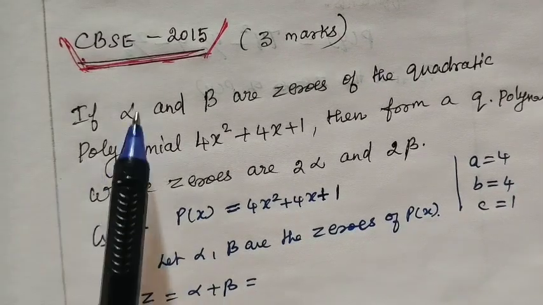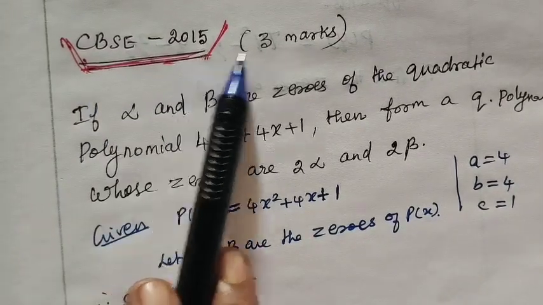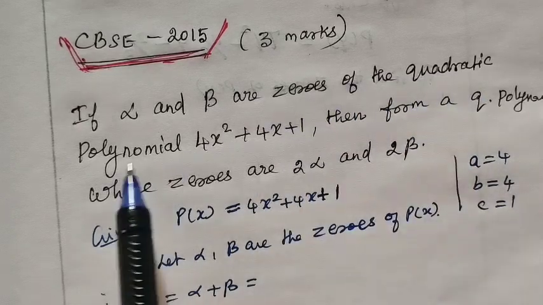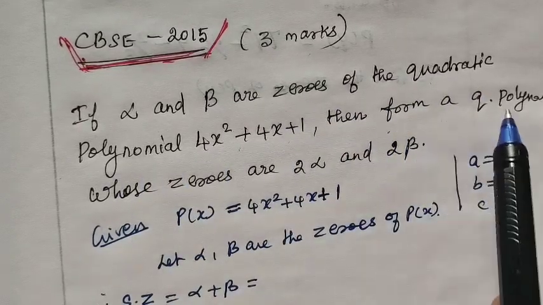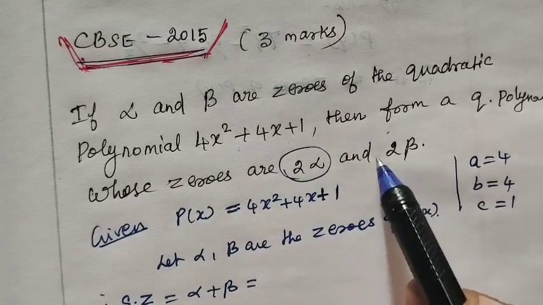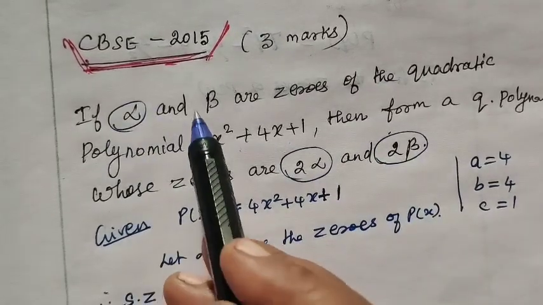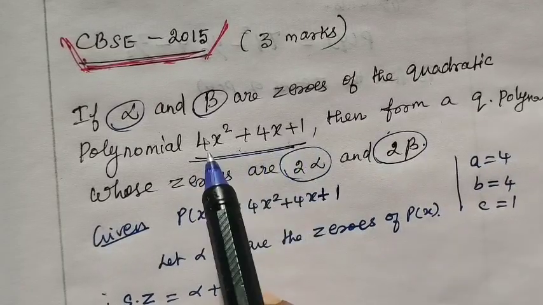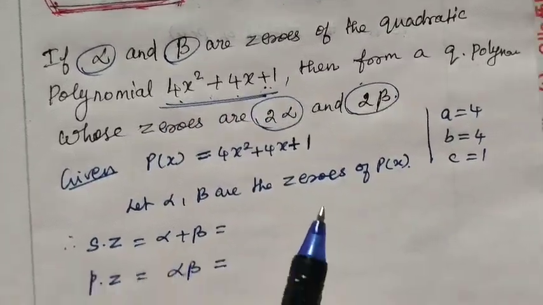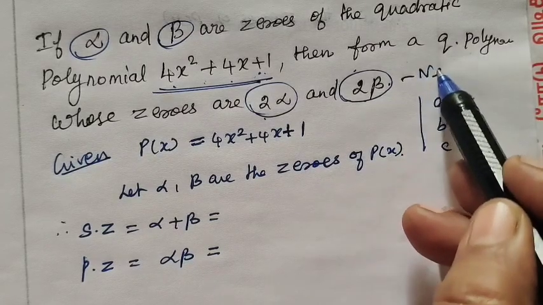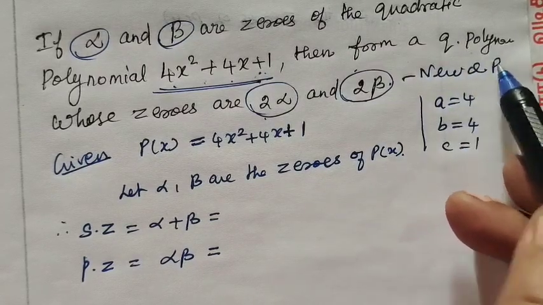Now next question, CBSE 2015 3-mark question. If alpha and beta are the zeros of the quadratic polynomial 4x square plus 4x plus 1, then form the quadratic polynomial whose zeros are 2 alpha and 2 beta. Alpha and beta we are forming for 4x square plus 4x plus 1. In the two zeros we are forming a new quadratic polynomial.